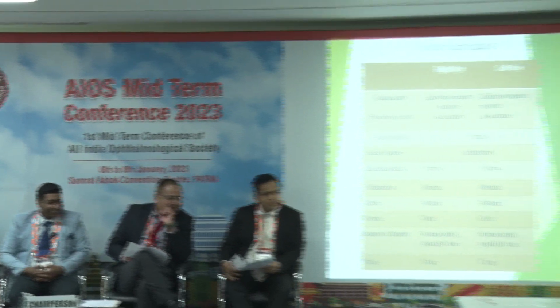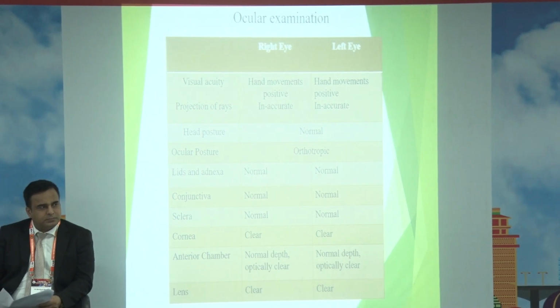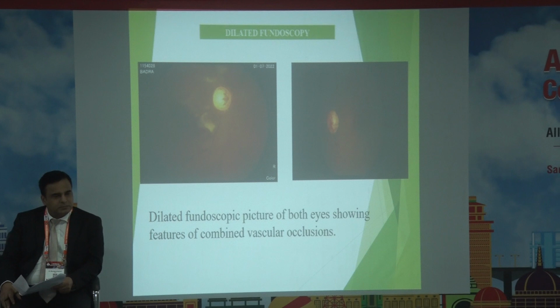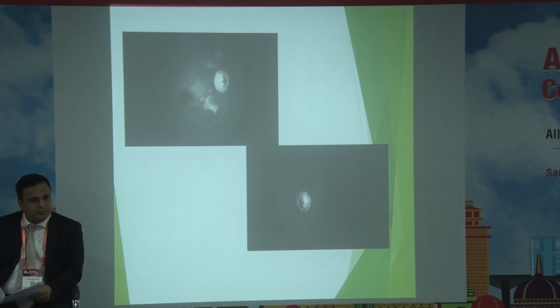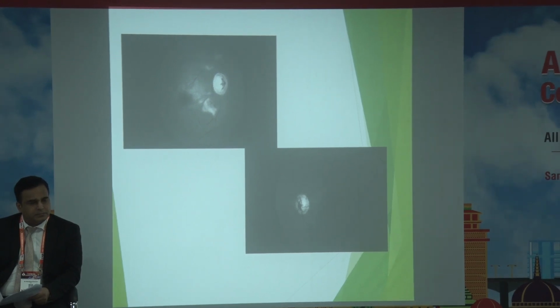On ocular examination, the visual acuity was hand movement positive and projection of rays was inaccurate in all the quadrants in both eyes. The rest of the anterior segment was normal. Moving on to the fundoscopic examination, the fundus picture of both eyes showed features of combined vascular occlusion. The red-free filter also showed the same features.